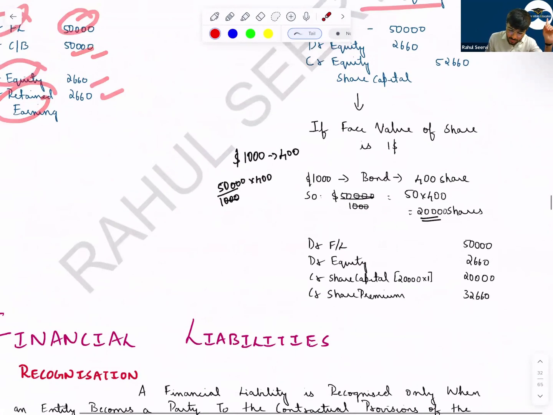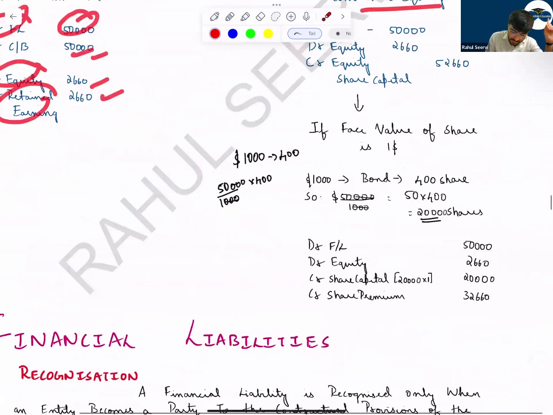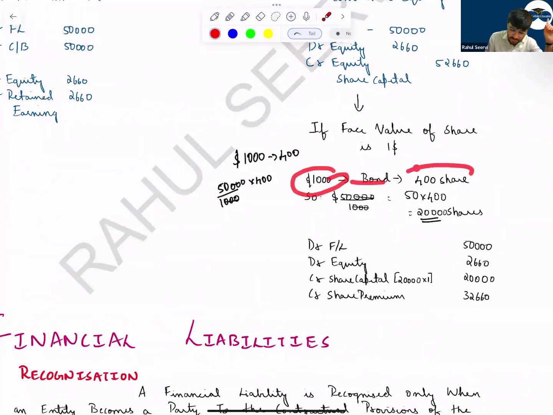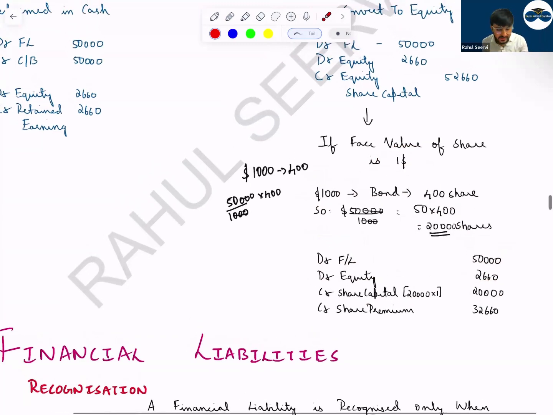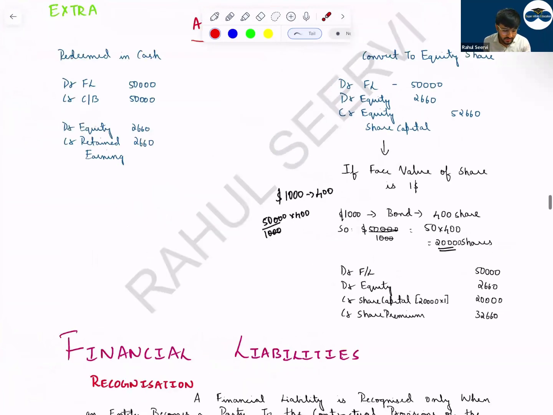And I say that $1,000 of bonds are converted to 400 shares. So totally 20,000 shares should be given. So debit financial liability, you remove it; debit equity, you also remove it. Share capital is how much? 20,000 shares into the face value of $1 is 20,000, and the remaining will go to share premium. So with this, we have completed the revision of the compound instrument also.